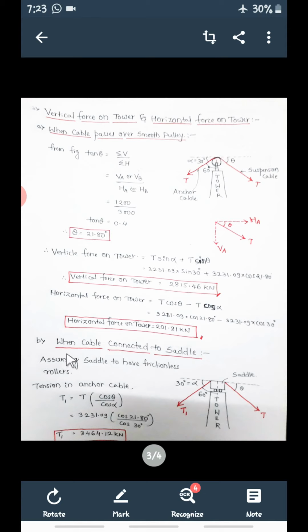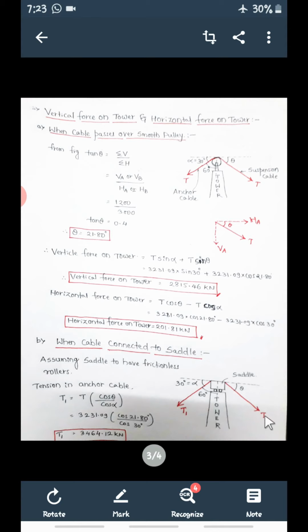Next, second condition: we will again find the vertical force on the tower and the horizontal force on the tower, but the condition is, what? When the cable is connected to a saddle. Now see, this is the saddle. The saddle is mounted on rollers. So you can see over the tower rollers will be there, and over the rollers the saddle will be attached.